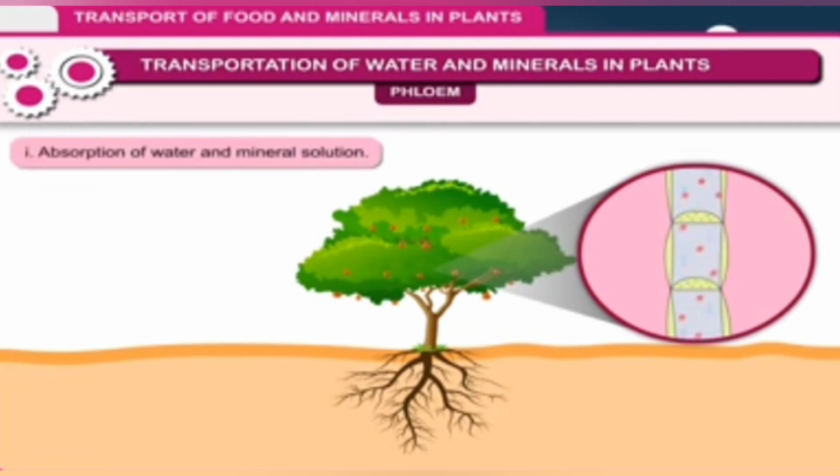Transpiration pull: loss of water from the leaves develops a force which pulls the water from the root to the top of the plant. This pull is called transpiration pull.